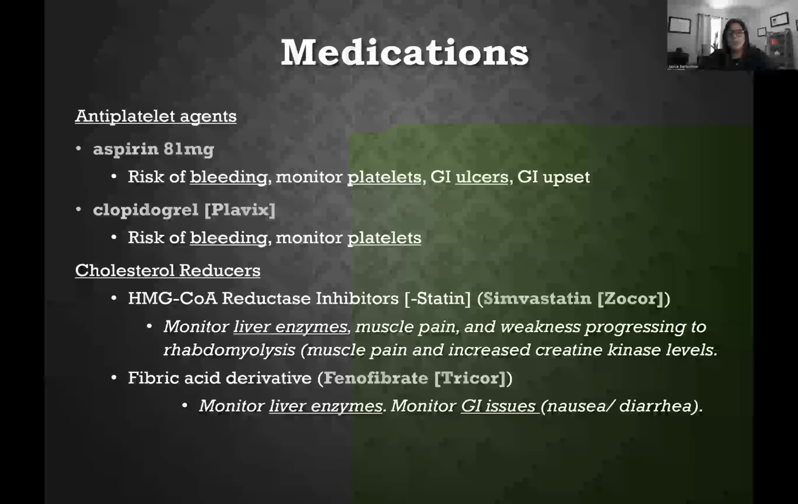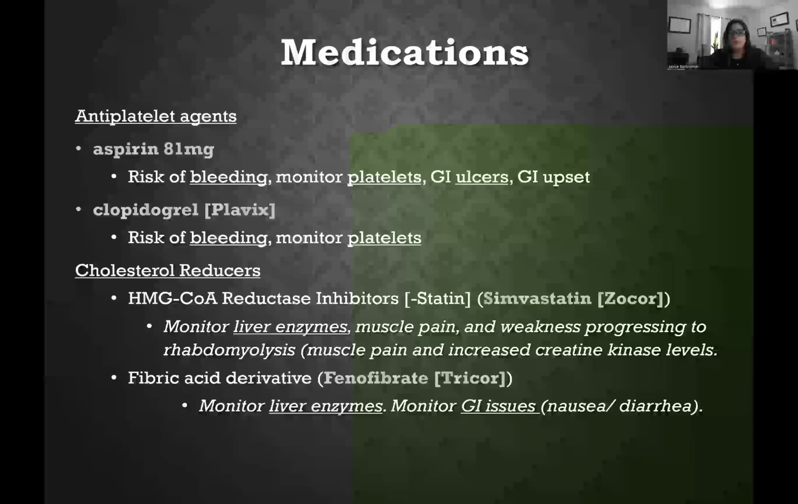So the risk of bleeding here increases, and because it inhibits platelets, you want to monitor the platelet level. Aspirin in particular can cause GI ulcers and further bleeding, so be careful in educating the patient with ulcers, making sure they take it with a full glass of water. And if they are taking any of these medications, they should inform their doctor before they get any procedures done.